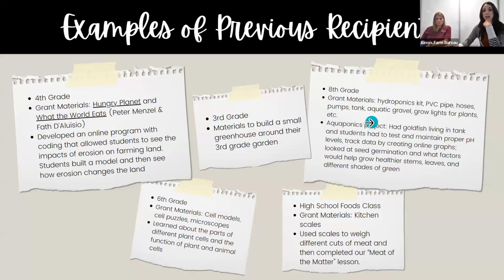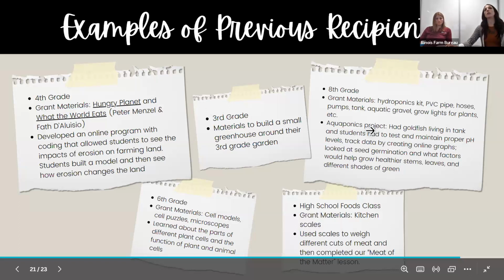The cool thing about this eighth grade teacher is that they also connected it to aquaponics. And this isn't the first time we've had a teacher do this, where they also had goldfish in a tank and the students had to test and maintain the proper pH for the fish tank. Then that water was used for the hydroponics. They had to really maintain the balance of the pH and track that data, and they did a great job doing that.